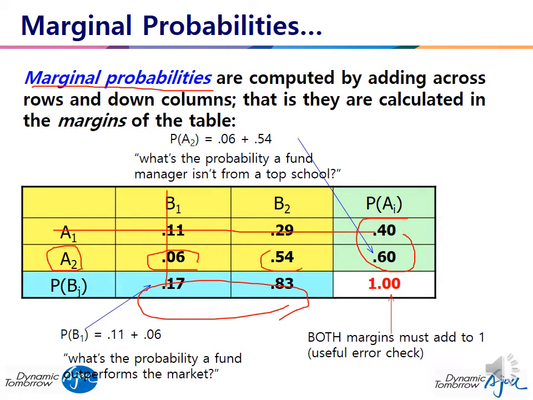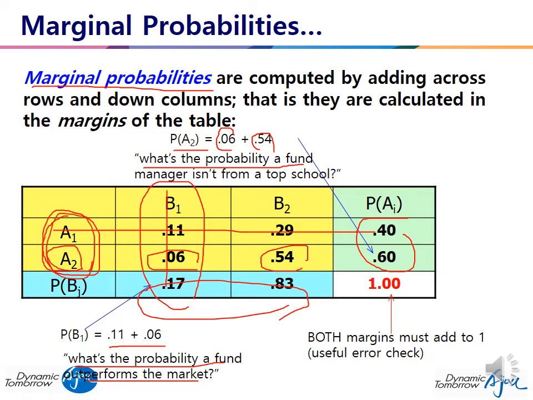Probability A2. How do you calculate probability A2? This plus this. So probability A2 is 0.06 plus 0.54. That is the probability the fund manager is not from a top school, this value, 0.6. Probability B1 is 0.11 plus 0.6, meaning the probability the fund outperforms the market, regardless of ranking. Okay? So 1 means both margins must add to 1.